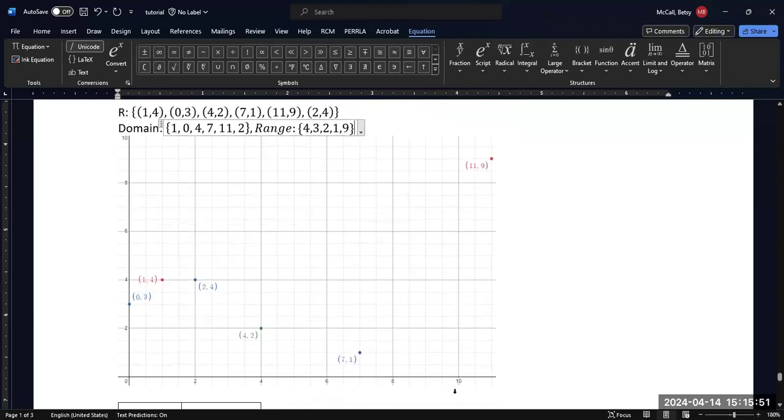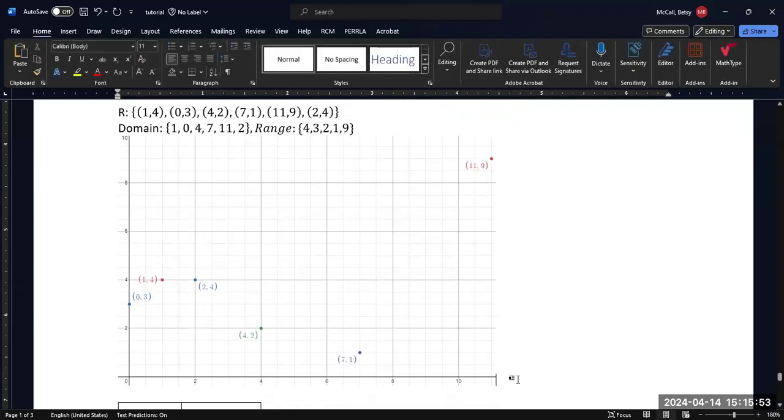For a graph like this, again, think about this is just a set of coordinate points in a list. This is the same set of coordinate points on a graph. And so when we list the domain, we're listing all of the values. Here's a 0, here's a 1, here's a 2, here's our 4, here's our 7, here's our 11. Again, in that X coordinate direction.